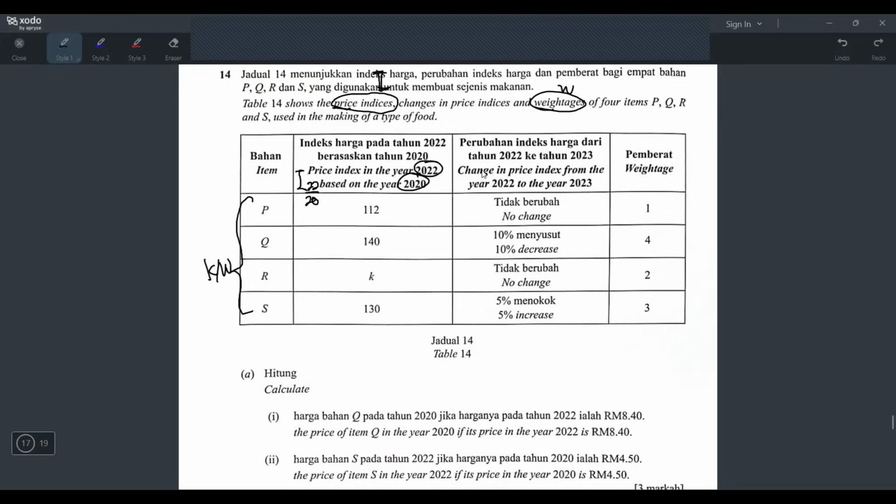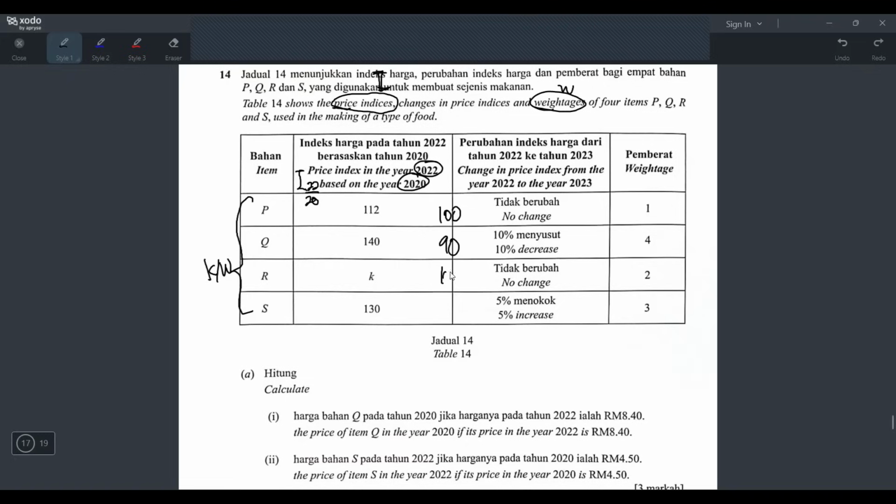Okay, and then next one is they say change in price index from 2022 to 2023. Okay, you can convert all this to price index. Okay, but how to convert? Very easy. If they say no change, means 100. If they say 10% decrease, it means you have to take 100 minus 10, 90.